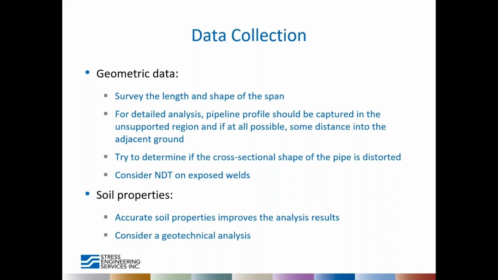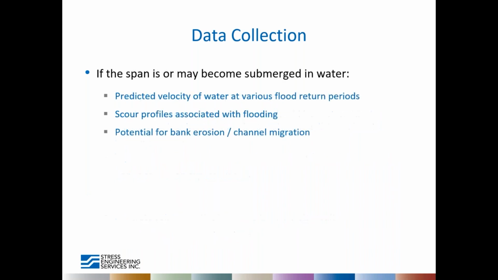You also may want to consider doing NDT on exposed welds, which isn't geometric data, so I'm not quite sure why it ended up there, but that's where I put it. Soil properties, to get the boundary conditions correct, you need to know how the soil is supporting the pipe. So accurate soil properties are important, and you may want to consider geotechnical analysis in order to get those properties.